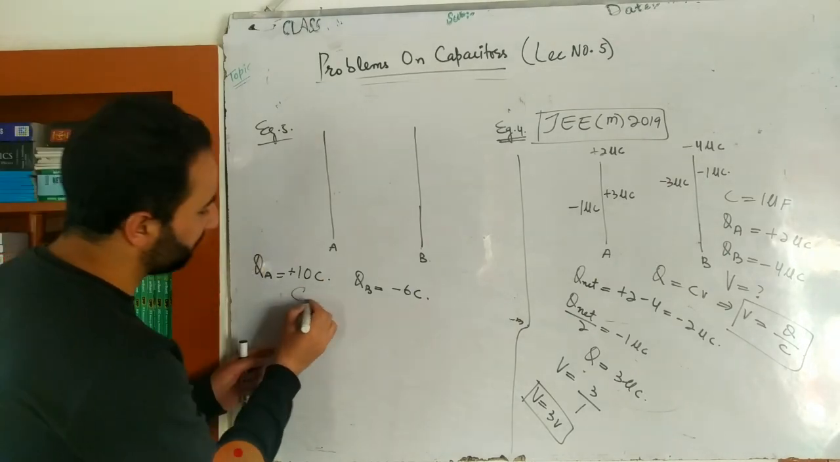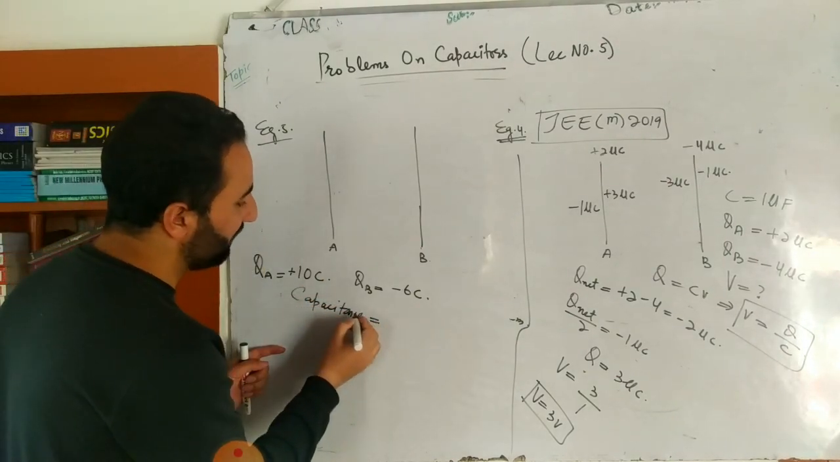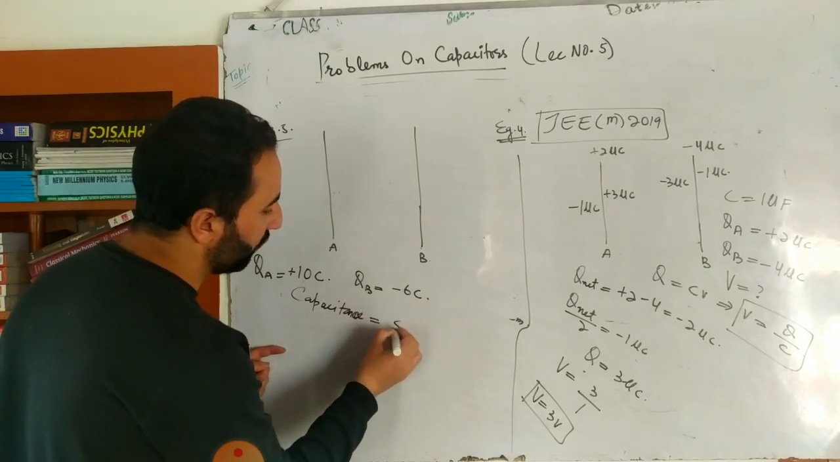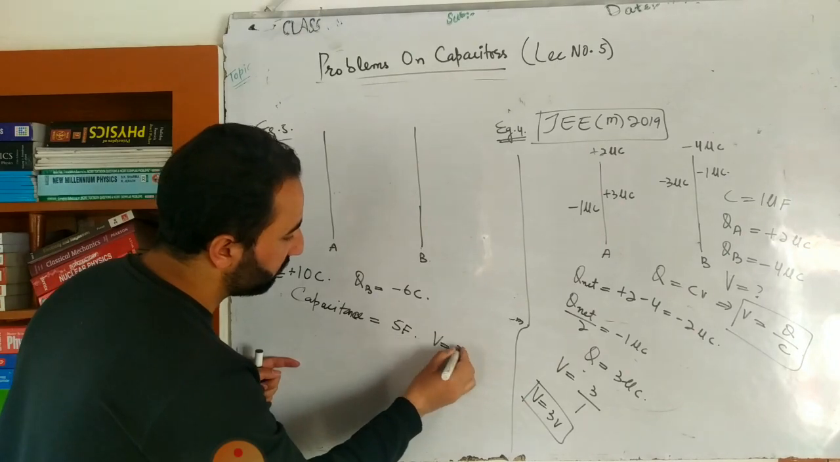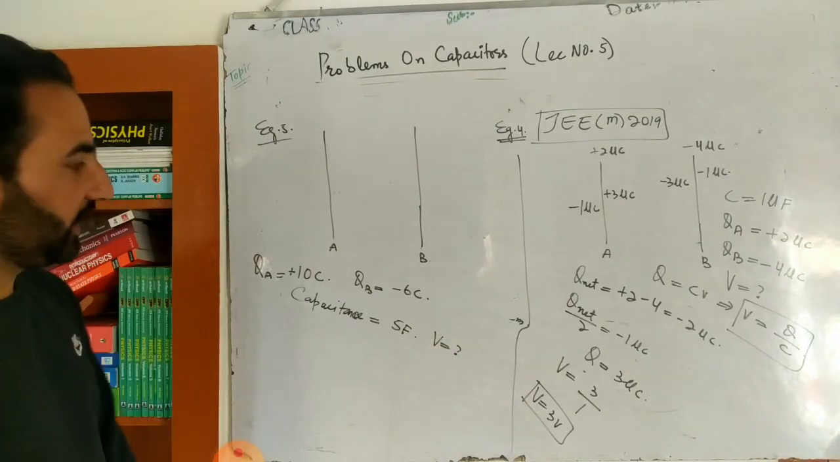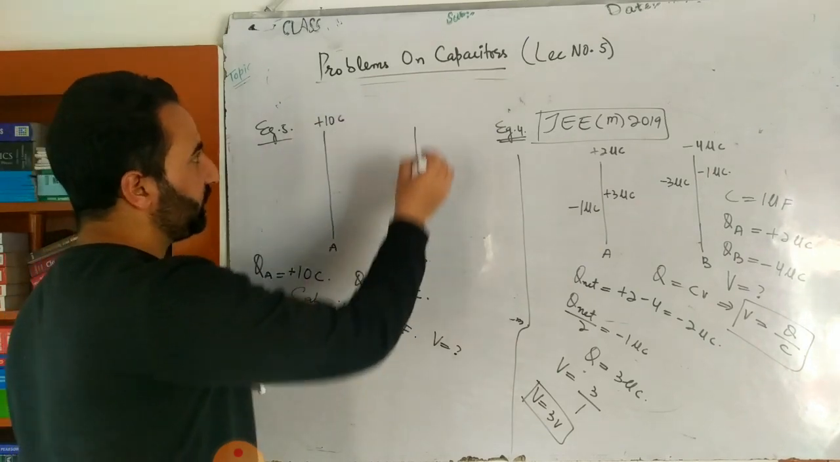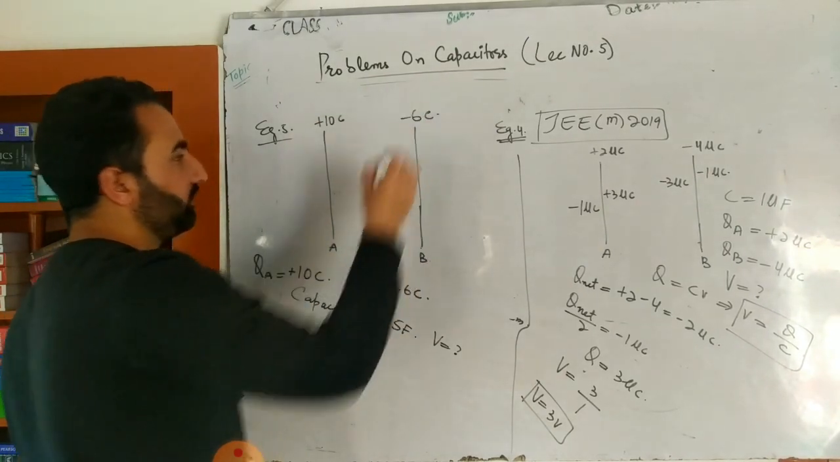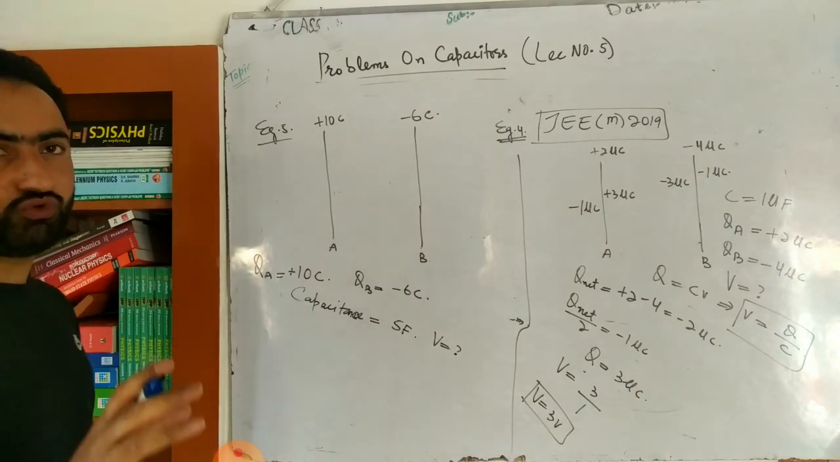And suppose the capacitance is C. Capacitance is equal to, let's take it, 5 farad. And you will have to calculate the potential difference between A and B. So charge on this is how much? That is plus 10 coulomb. Charge on this is minus 6 coulomb. Now first of all, calculate the charge Q, that is the charge on the innermost surface.